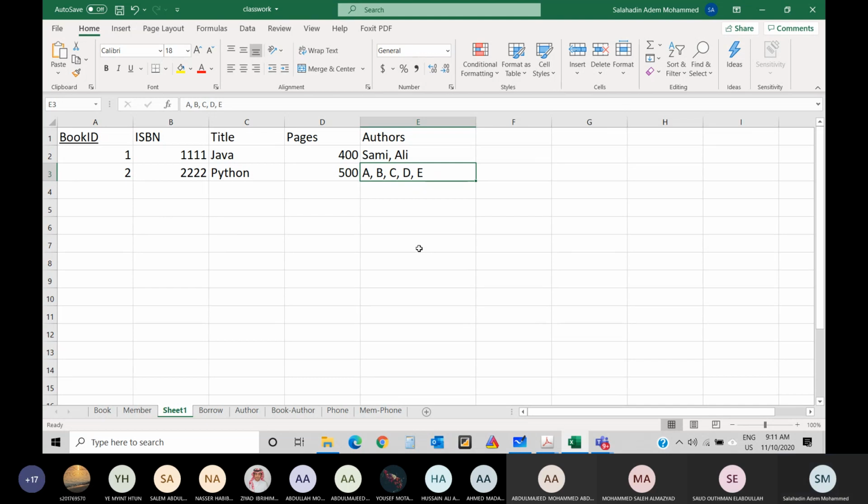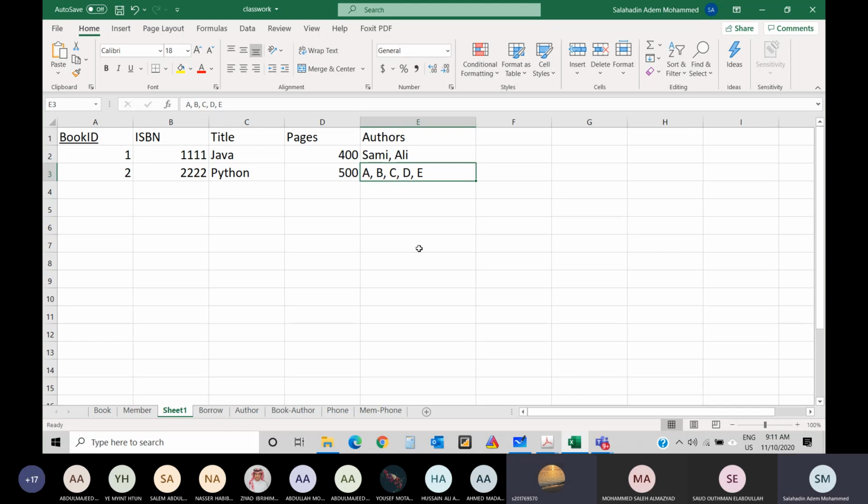Okay? So what do we do when we have this kind of a problem? How many tables do we create? Make an author table. You make an author table, then another table which will link the author with what? With the book, right? Yes. So we need three tables.